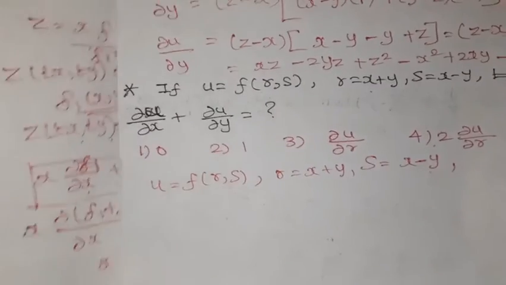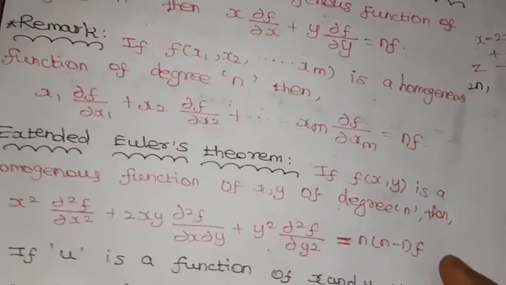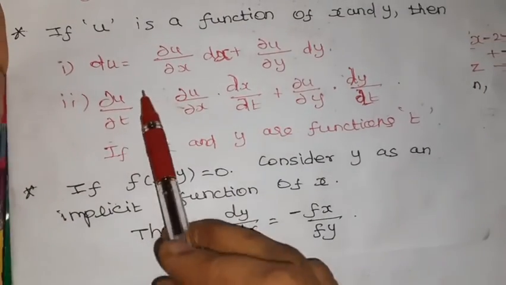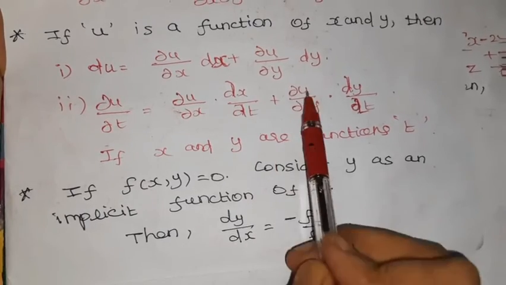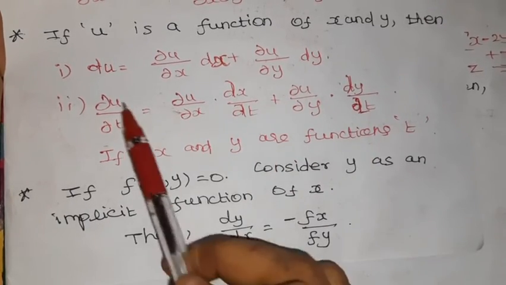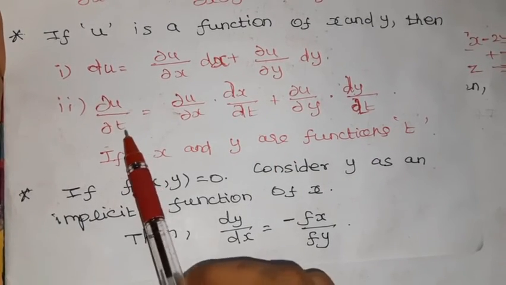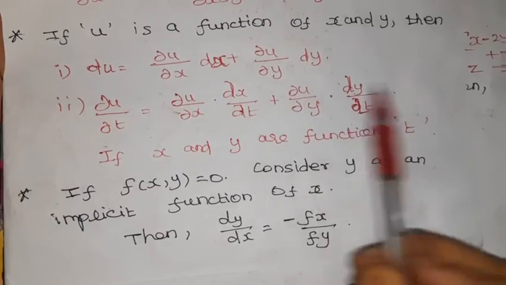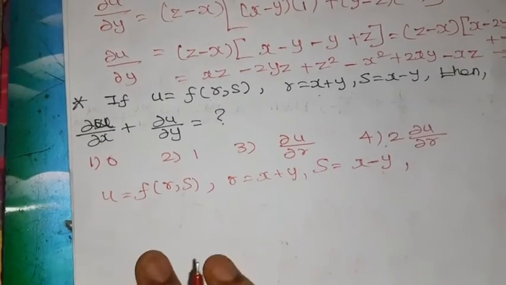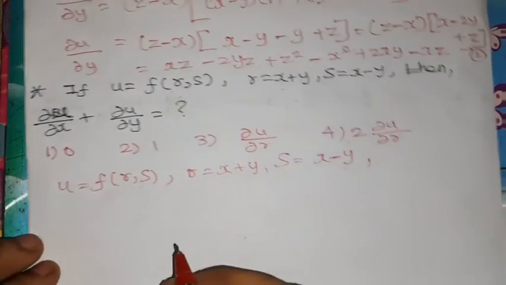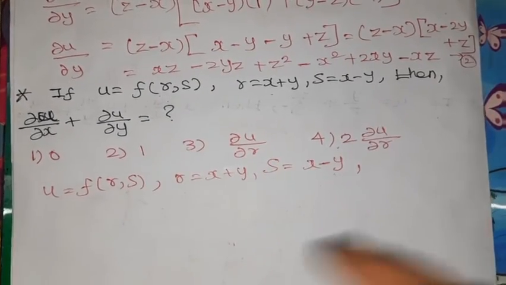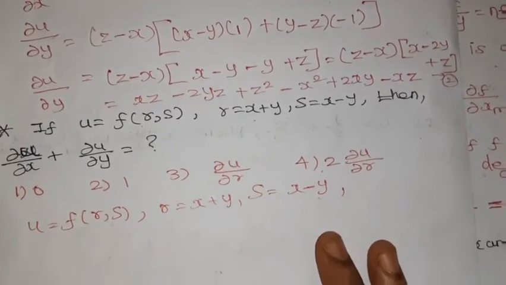Already we have seen. So, extended, dou u by dou x, right? If dou u by dou t, what can we do? Dou u by dou x into dou x by dou t plus dou u by dou y into dou y by dou t, because u is a function of x and y, where x and y are functions of t. So if u is a function of r and s, where r and s are functions of x and y, how can we calculate that?